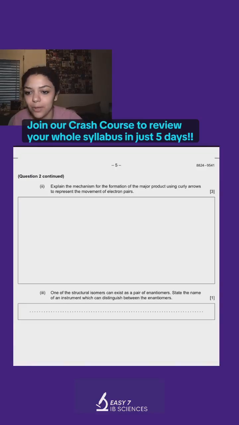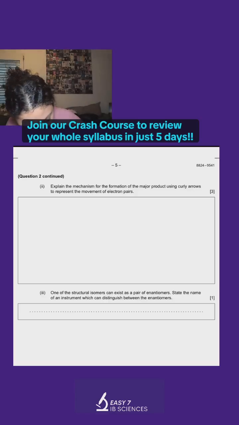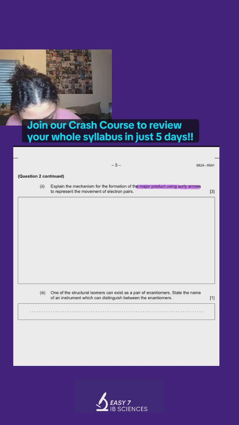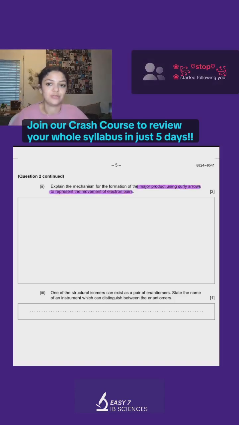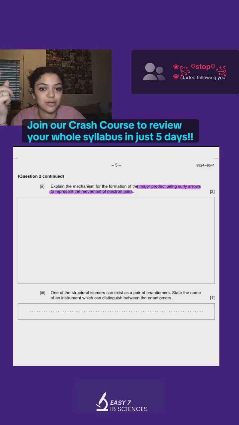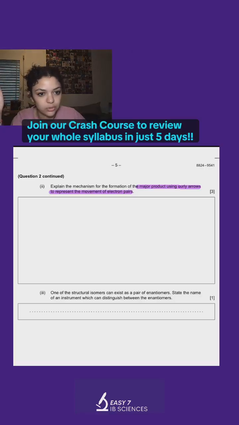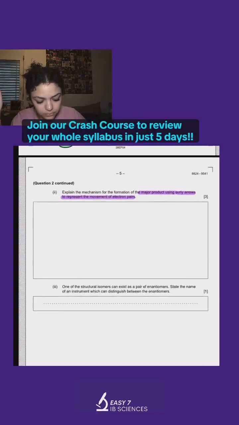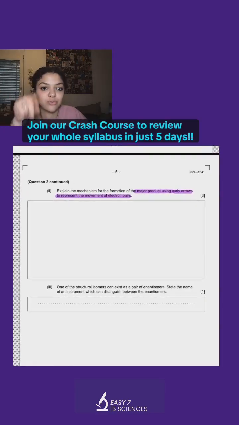Okay, we're going to do this question. Explain the mechanism for the formation of the major product using curly arrows to represent the electron pairs. So not only did you have to find the major product before, but you have to draw the correct one here, so you have to be very careful.